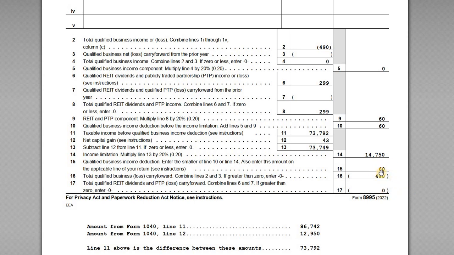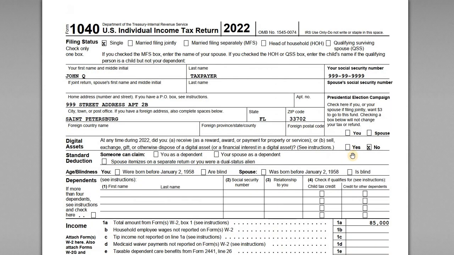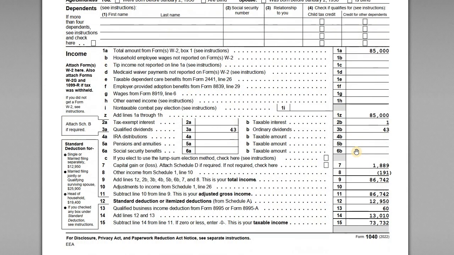So if you want to see where does this ultimately end up, well, it is on page 1 of the 1040. So the QBI deduction is reported on line 13 of page 1 of your 1040. So we can see there qualified business income deduction from either the 8995 or 8995A, whichever one you were required to use. Okay, so that covers it for this video.